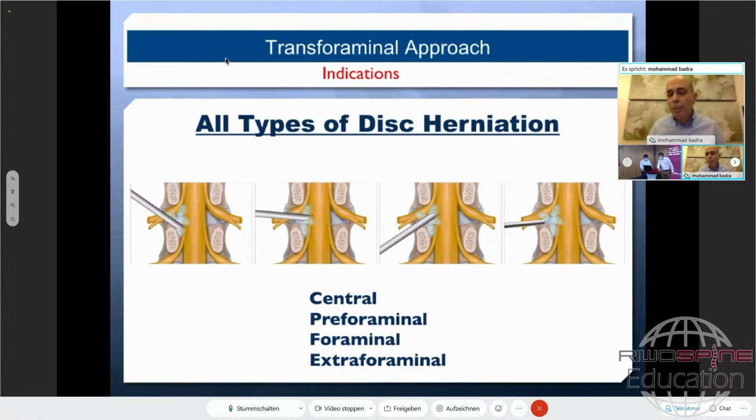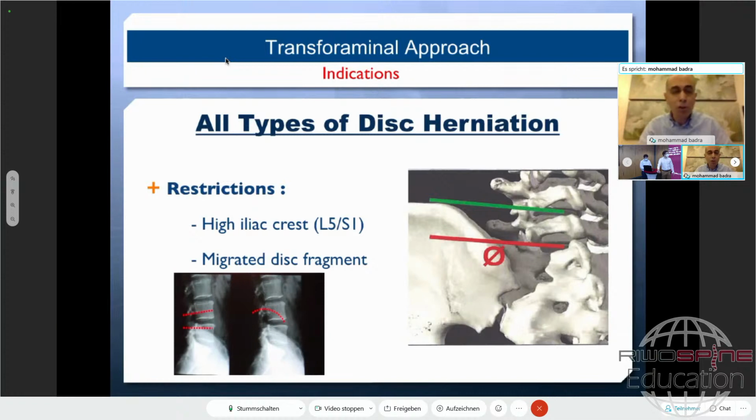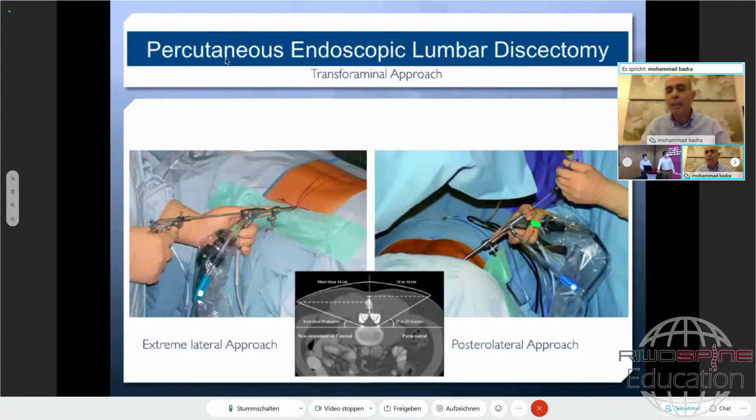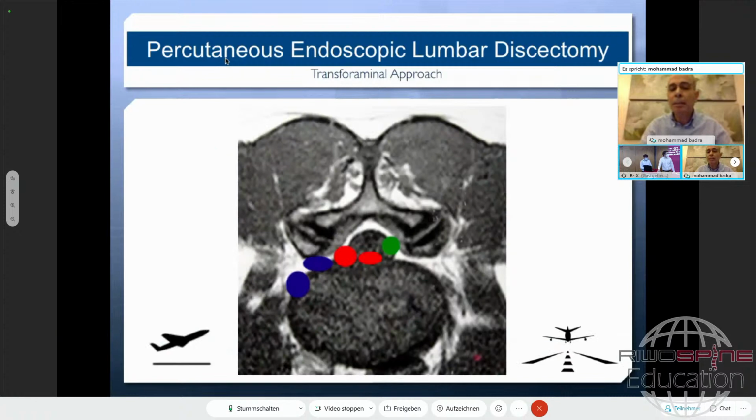The transforaminal approach is a universal approach. If you are expert in the transforaminal approach, then you can do any endoscopic case using it: central, preforaminal, foraminal, or extraforaminal disc. Of course, there are certain anatomical restrictions. The presence of a high iliac crest does not always allow you to go through at an appropriate angle. And if you have an up-migrating or down-migrating disc hernia, you need some technical skills and some special instruments in order to be able to remove an up-migrated or down-migrated disc hernia. Of course, with the transforaminal approach, as you know, you can go either posterolateral or extreme lateral, depending on the location of the disc hernia.